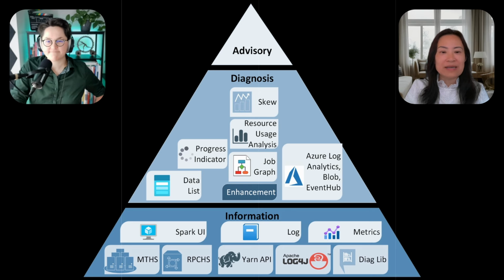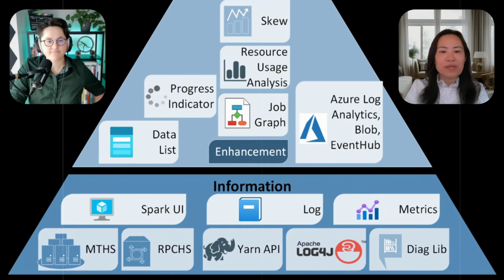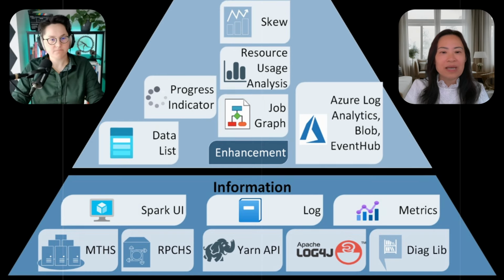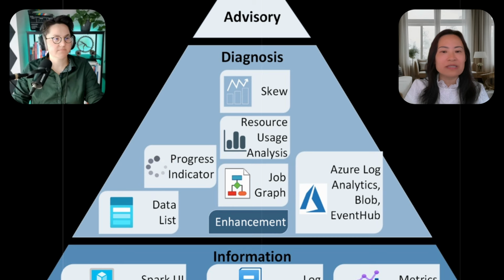As you can see, at the bottom of the diagram, we have the rich infrastructure for collecting all those raw data, including Spark driver and executor logs, the Spark metrics, the YARN resource management, as well as Log4j for customer logs and metrics. The middle tier comprises different components that perform diagnostic analysis for Spark execution progress, resource utilization efficiency, performance health analysis, as well as data skew analysis.